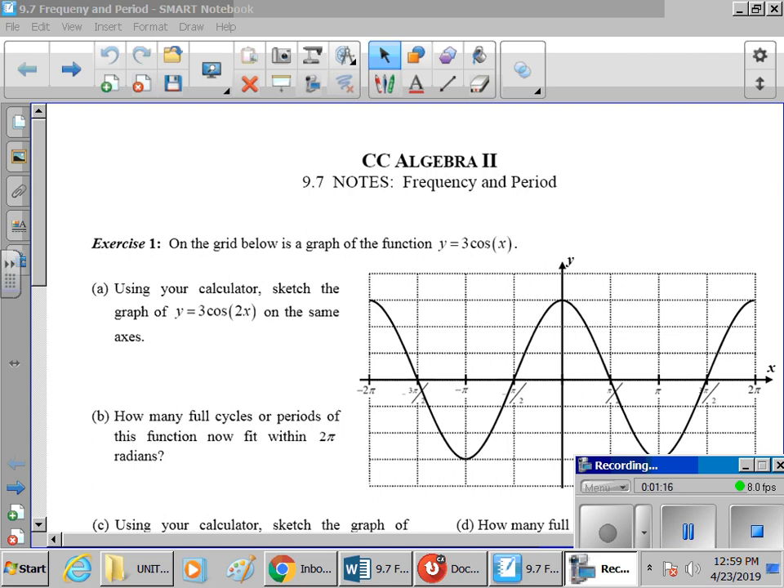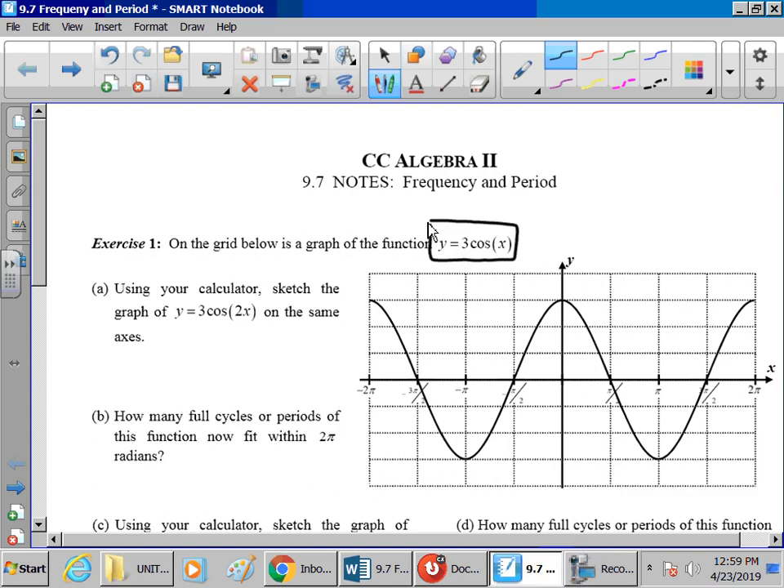There's no plus c on this, so what we're looking at on the grid below is this function, that's in the black, and what they want us to do, let's pick a different color, and let's do this one now in purple. What this is saying is that when x is either 0, pi, or 2 pi, we're going to double it. In other words, when we're looking at cosine of pi, we're really looking at cosine of 2 pi.